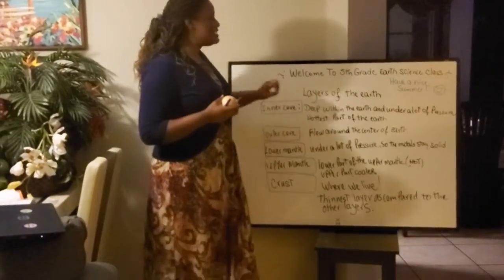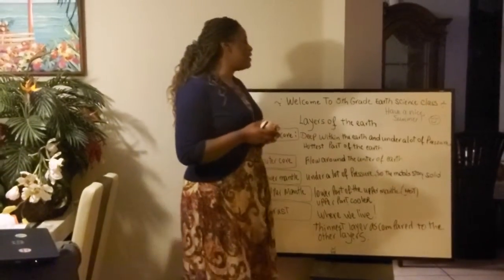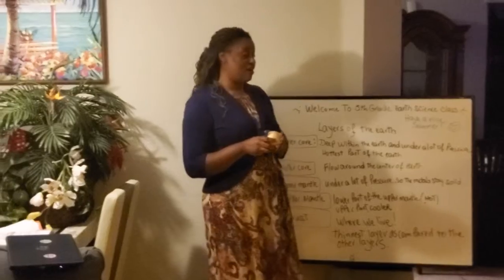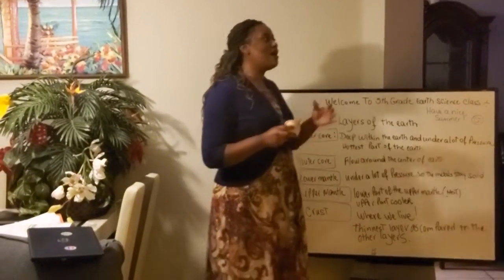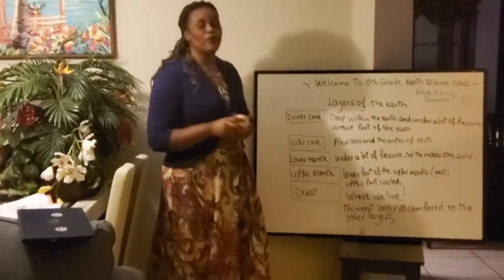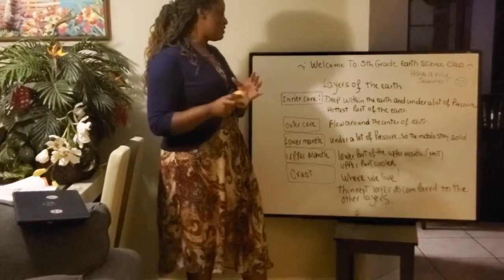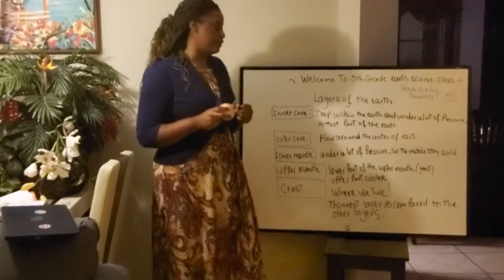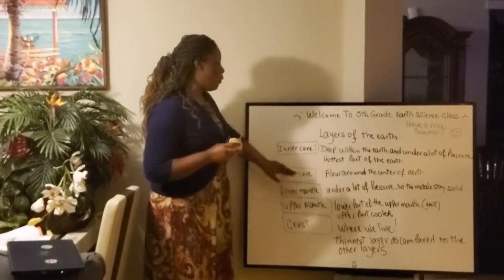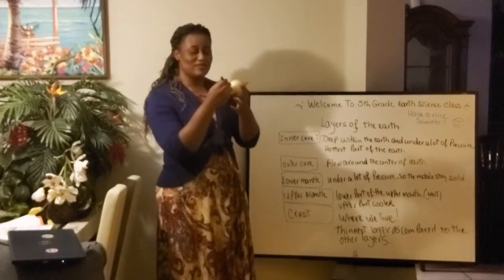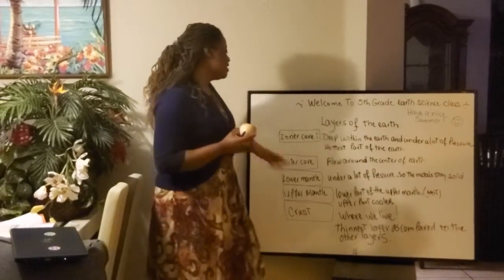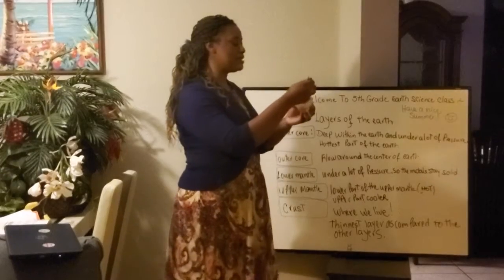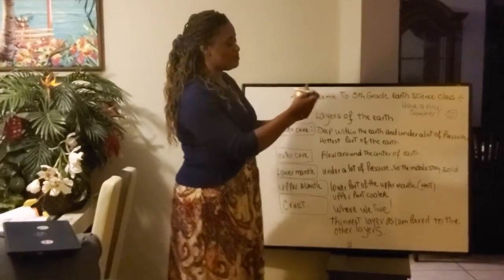The inner core is deep within the earth and under a lot of pressure. It is the hottest part of the earth. So let's remember that. Next, we have the outer core, which is on the outside. So it flows around the center of the earth. The center is going to be somewhere around here.